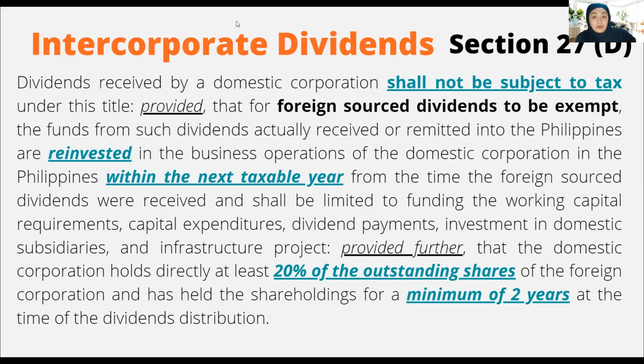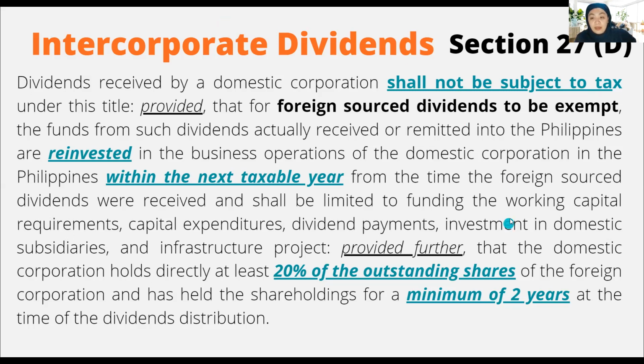According to Section 27D, and this is an amended provision, for it to be exempt, the funds from which such foreign source dividends are received by the domestic corporation must actually be remitted into the Philippines. So there is an actual distribution of such fund. And upon receipt of that fund, it is immediately reinvested by such domestic corporation within the next taxable year. Kailangan, if na-receive mo this year, the next year, it should be reinvested. And there are specific activities allowed into which these received dividend income may be invested.